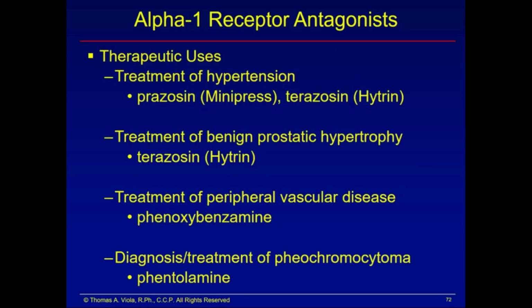So what are the uses for these drugs? Well, treatment of hypertension, right? Dilate those blood vessels. But you'll see the majority of these drugs are used to treat prostatic hypertrophy, to shrink to some extent or reduce the symptoms of, in men, an enlarged prostate that makes it difficult to urinate.